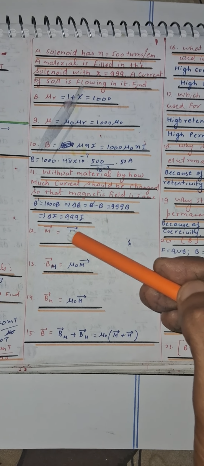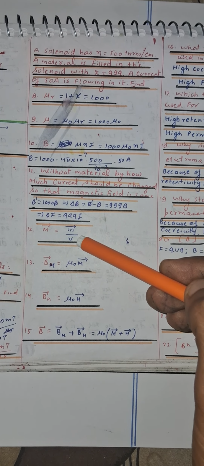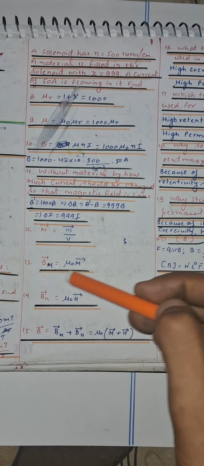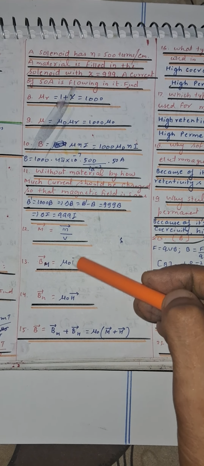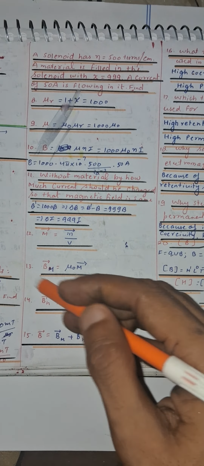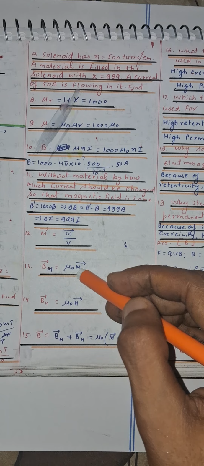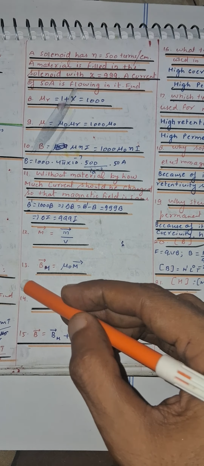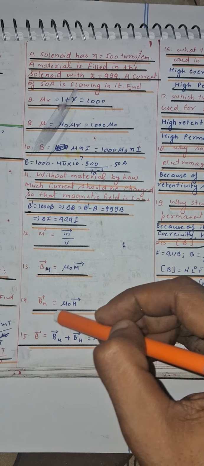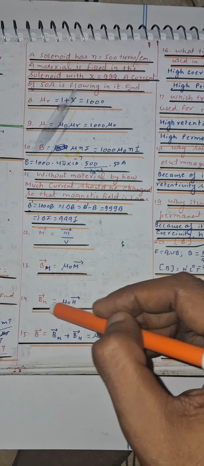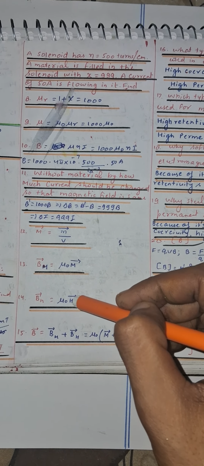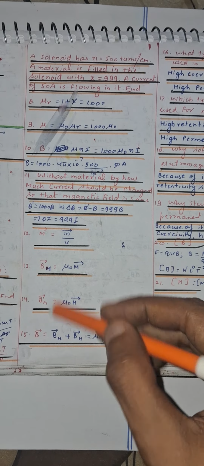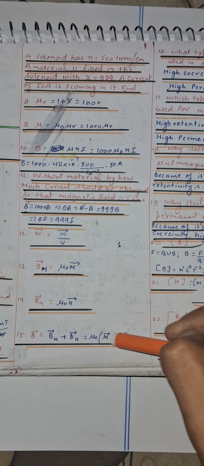Then our concept of magnetization. Magnetization is magnetic moment per unit volume. Then we have the magnetic field due to the material itself. Due to magnetization, the magnetic field will be mu naught times vector M, which is magnetization. Then is B_H, which is due to the magnetizing field intensity. So it is mu naught times vector H. Then we have the net magnetic field, which will be the vector sum of B_M plus B_H.